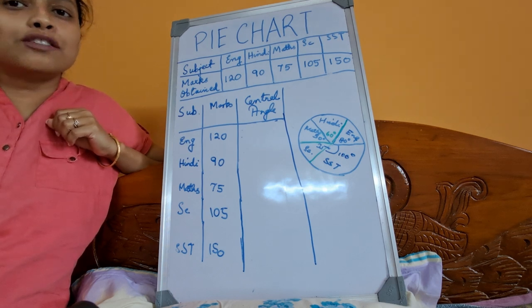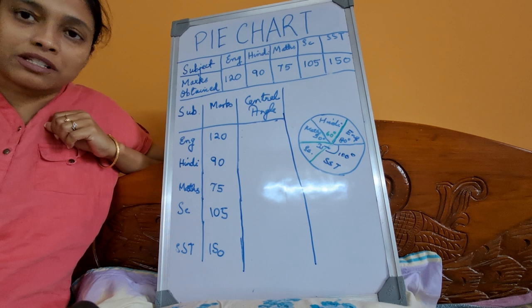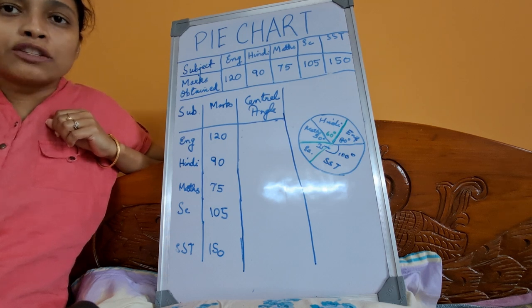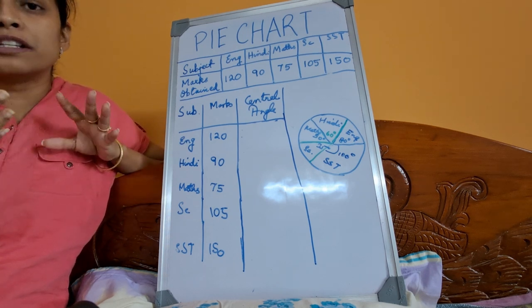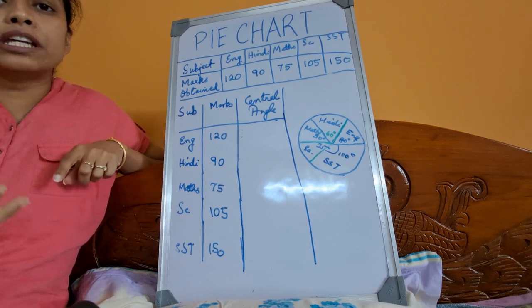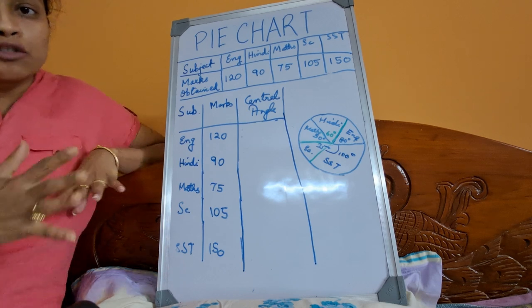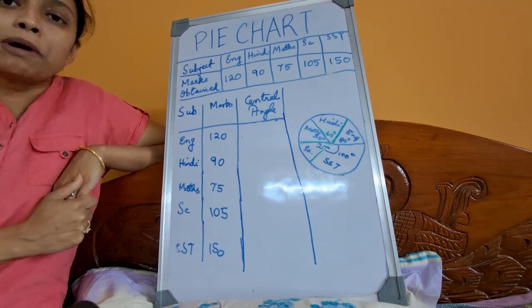Today's class is on pie chart, which is one of the topics of graphical representation of data. Like you have represented numerical data in the form of a bar graph, then given as a class interval, we have done it in the form of a histogram. Today we are going to learn about pie chart.